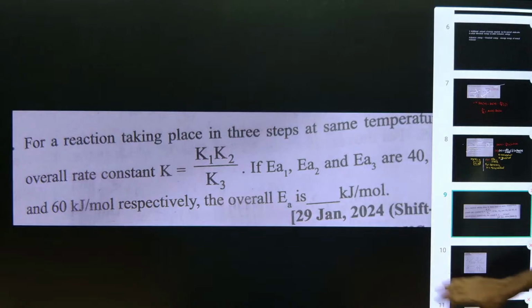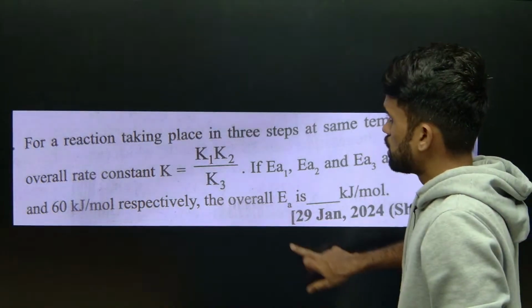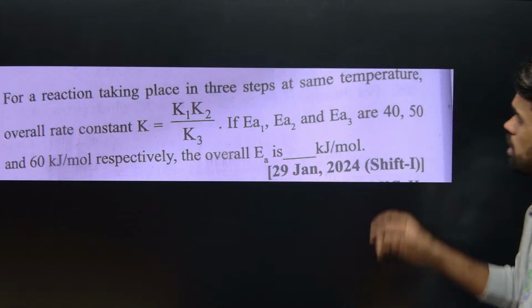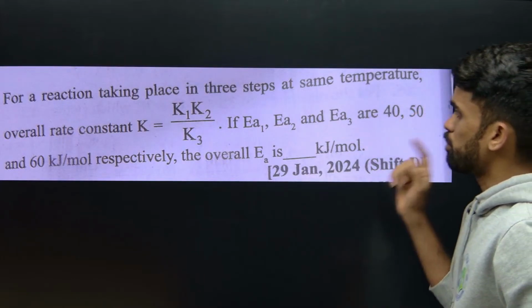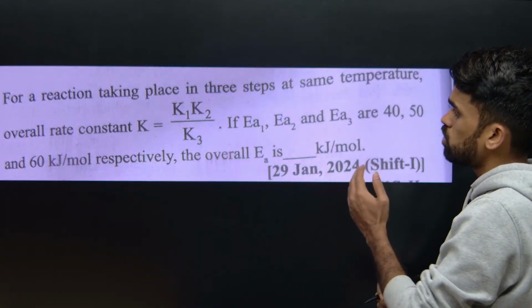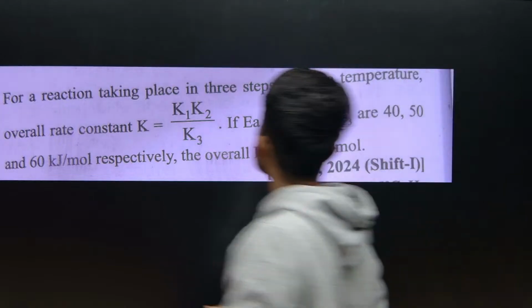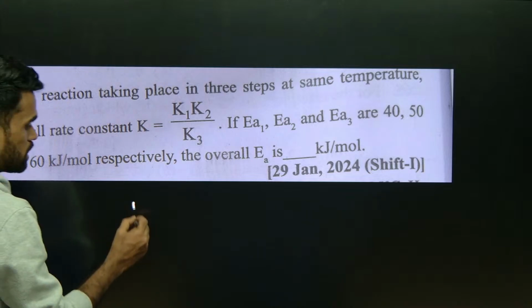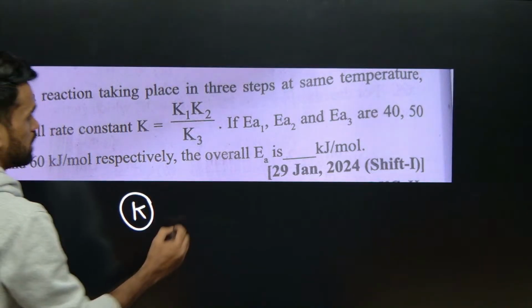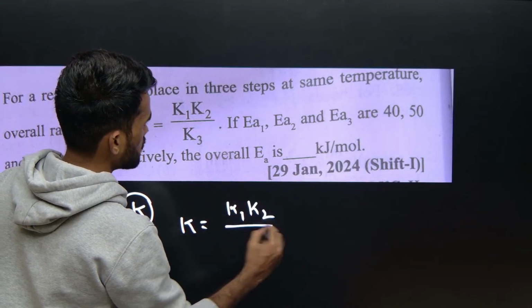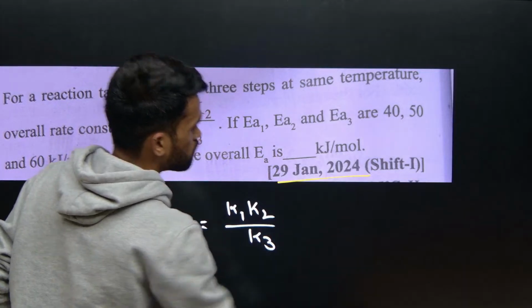Look at this. We have one more question here. For a reaction taking place in 3 steps at the same temperature, the overall rate constant K is given as K1 K2 by K3. The reaction is taking place in 3 steps at the same temperature, and the overall rate constant for the reaction is given as K equals K1 K2 by K3. This is a JEE Mains 2024 question.